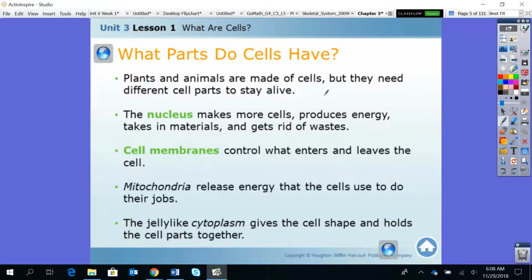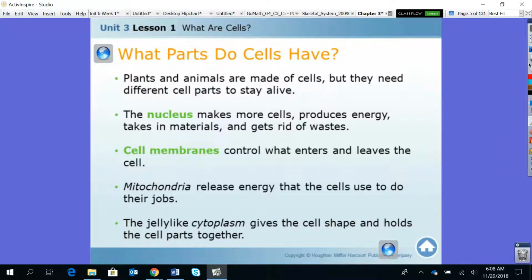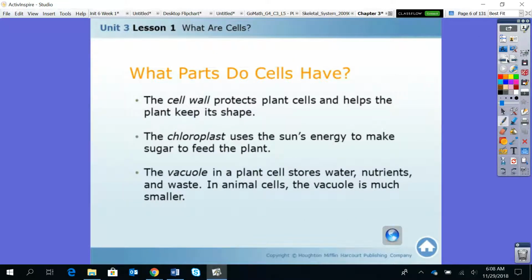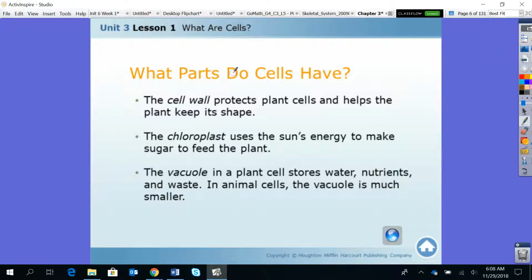We have animal cells, and plant cells have both of those. A plant cell, though, has a cell wall, which protects plant cells and helps the plants keep their shape. It's like the stem part of the plant. The chloroplast uses the sun's energy to make sugar to feed the plants. Chloroplast is the green, it gives it the color. These two are what's different about a plant cell compared to an animal cell.